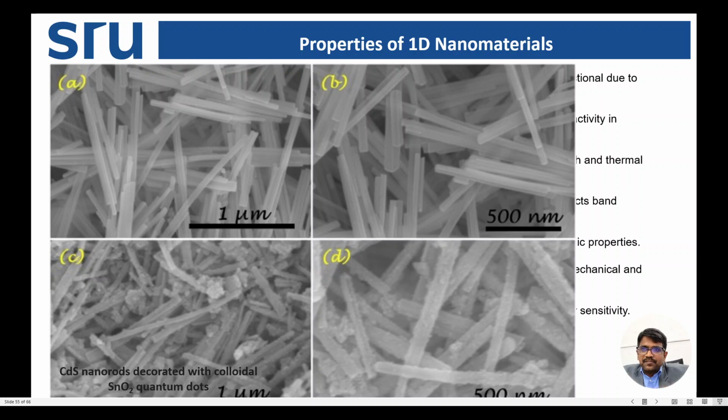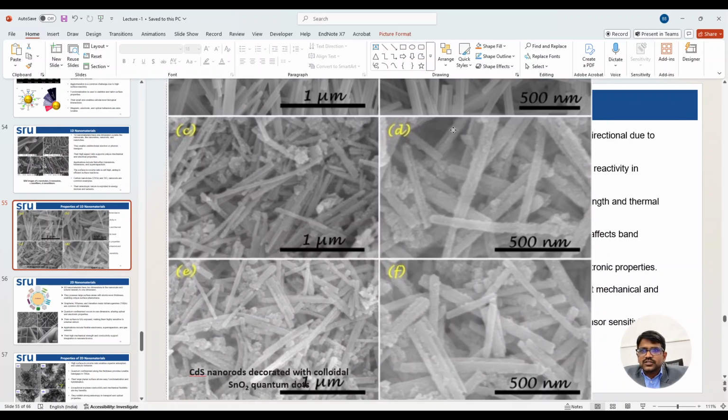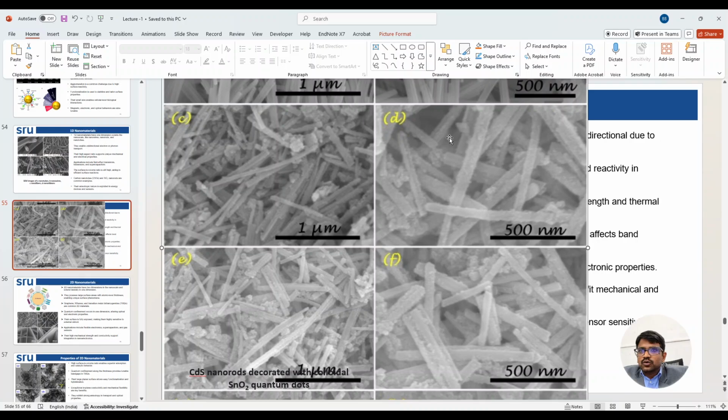So what is this structure? Core shell. The CdS nanorod is the core. Then we have decorated quantum dots, and the quantum dots form a shell, a shell-like structure. That's why we can call it a core shell nanorod.